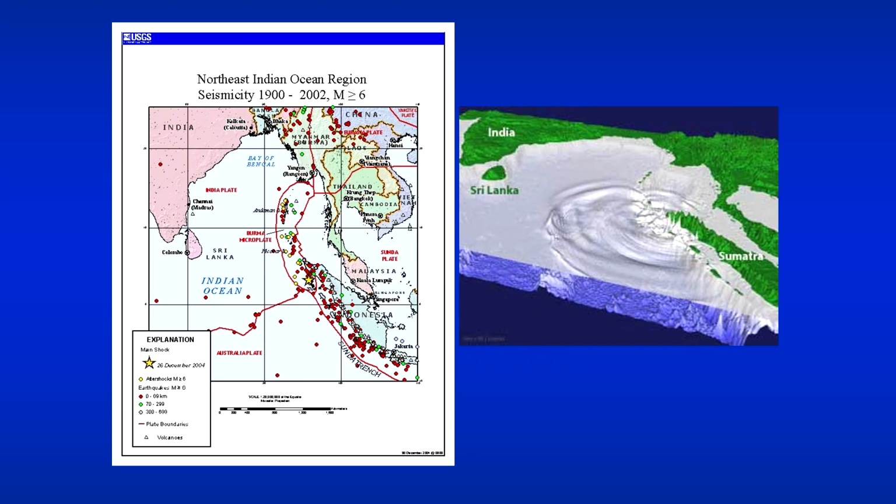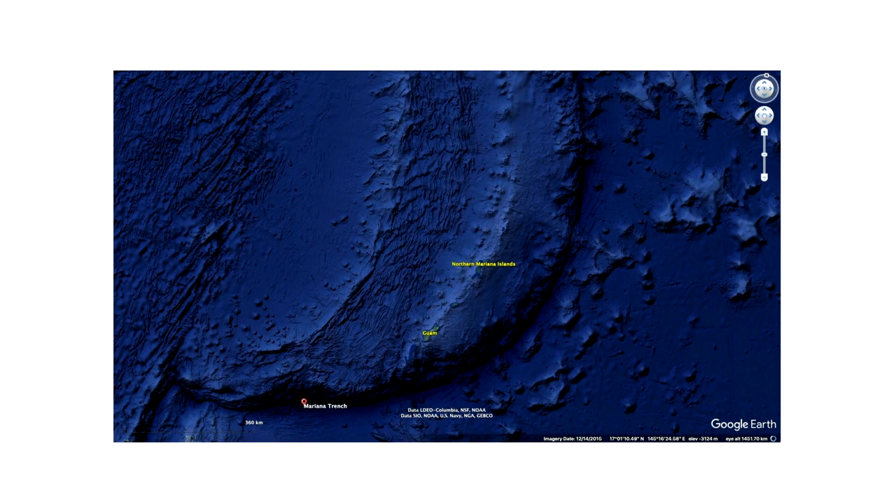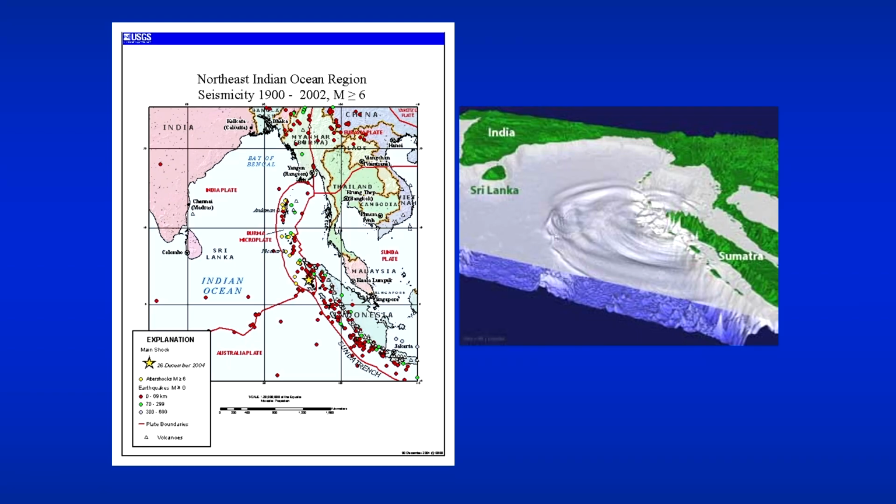Now, these are the regions which will trigger, if there is an earthquake and sudden displacement between the two plates, that will result in tsunamis. An example is the 2004 tsunami, which was triggered along the Sumatra Andaman Trench.